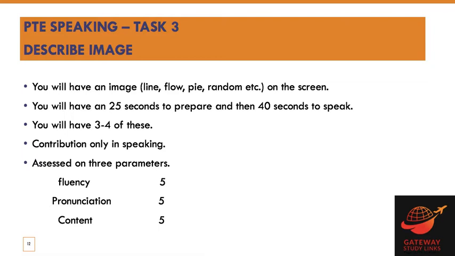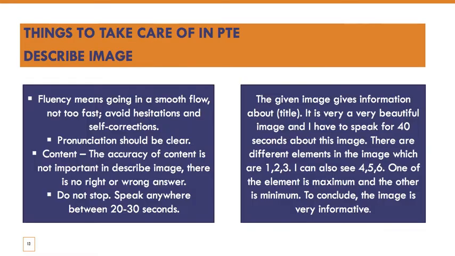Make sure that you do not get relaxed while doing one of it because there are going to be 3 to 4 of these describing image things. Contribution only in speaking. The previous one had been contributing in your reading and speaking, but this one is only contributing in your speaking and based upon the same thing, fluency, pronunciation, and the content. Again, things to take care of in PTE describe image. Fluency means going in smooth flow, not too fast, avoid hesitations and self-corrections. Pronunciation should be clear.